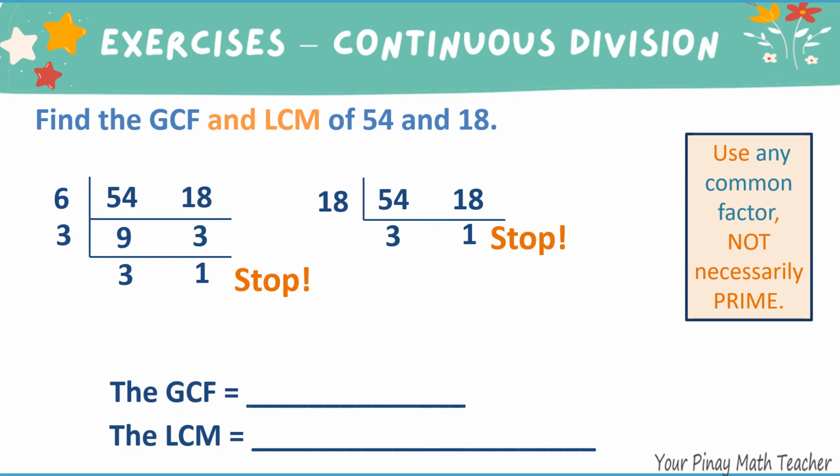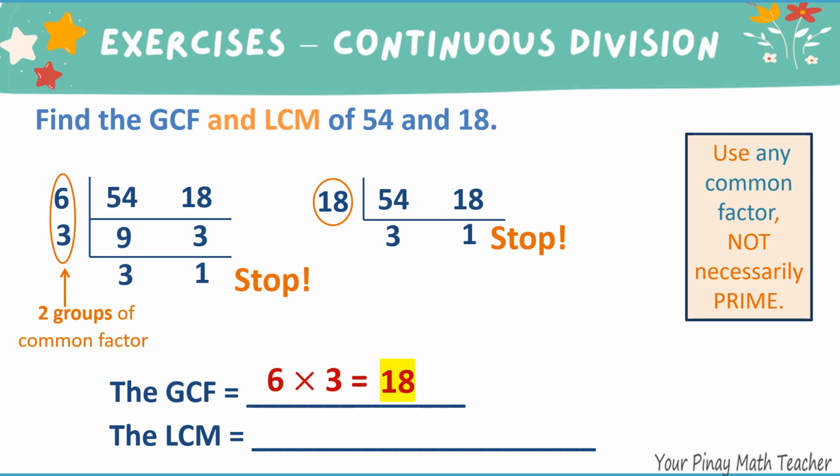So to find the GCF, you look at the numbers on the side. In the first solution, there are two numbers, so you have to multiply 6 and 3, which is 18. In the second solution, you simply copy 18. That's why our answer is also 18.